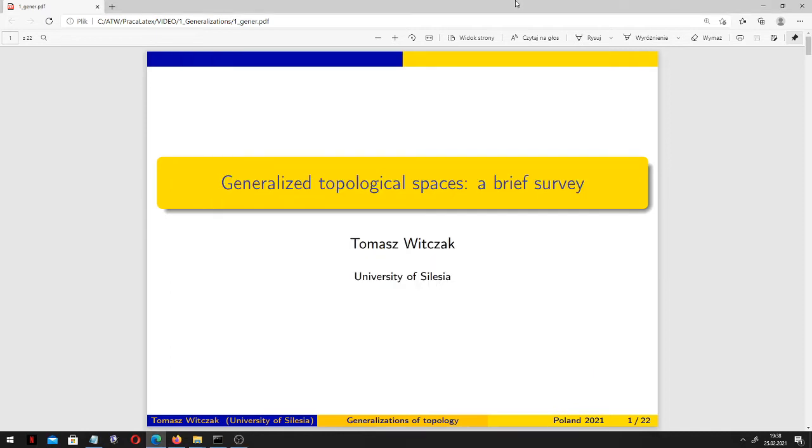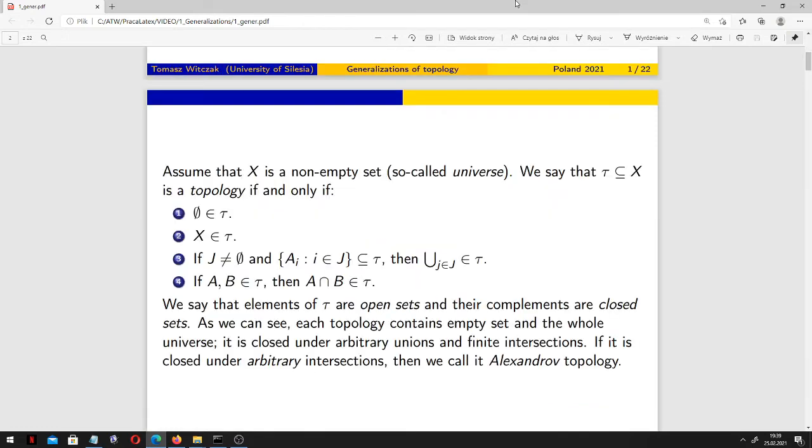Today we shall discuss some of the most popular and most important generalizations of the notion of topology or topological space. Let us recall the very definition of topology. Assume that we have a certain non-empty universe, X, and a certain family tau, which is contained in the power set of X.